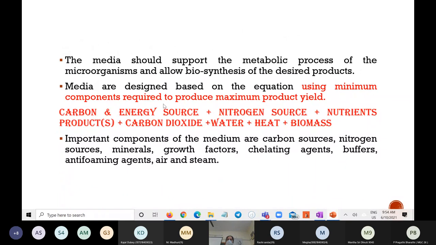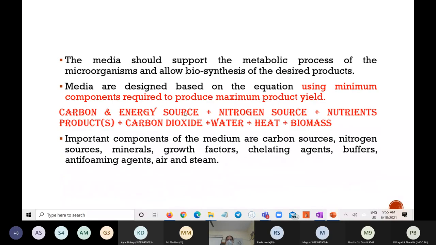Minimum components required to produce maximum product yield. That is why it is called formulation. It means we are formulating the media in such a way that by giving the minimum components, we could acquire the maximum product. We have to provide everything that is required for them, for their carbon. What are the requirements? That also we will see.